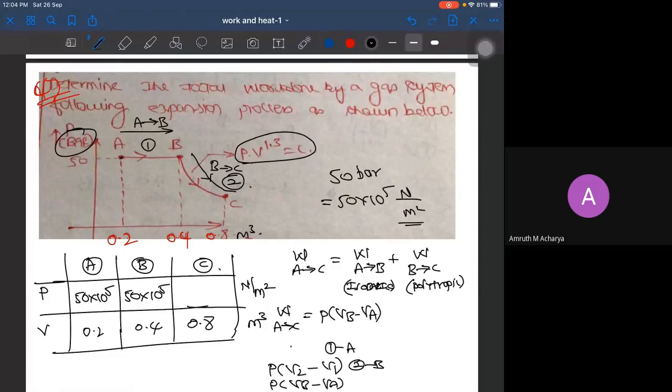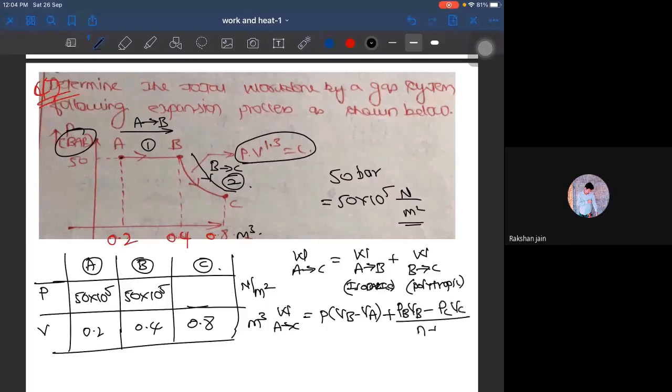Now it's time for the polytropic process. What is the work done from B to C, which is polytropic? Can I just write directly PB VB minus PC VC divided by n minus 1? Yes, sir. So if there is a polytropic process from 1 to 2, then how will you calculate the polytropic work done? It is P1 V1 minus P2 V2 divided by n minus 1. For B to C, it is PB VB minus PC VC divided by n minus 1. As simple as that.